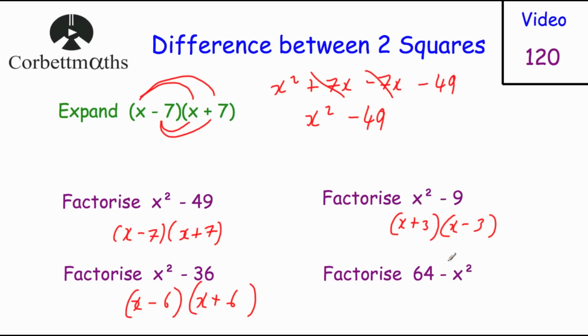Okay, and our last one's to factorize 64 minus x squared. And this is just to show you that it's the difference between two squares, so it doesn't have to be x squared at the beginning. It could be the other way around. So let's factorize, and we'd get the square root of 64 is 8, so 8 is going to be at the front of both brackets. We've got our two squares, so one's going to have a plus sign and one's going to have a minus sign. And the square root of x squared is x. So it's going to be 8 plus x and 8 minus x, and that's it.